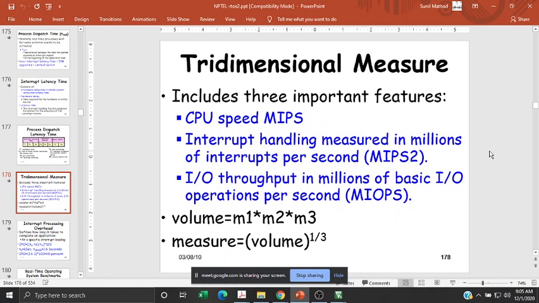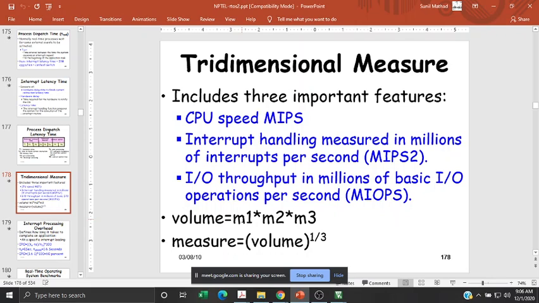So we were about benchmarking the OS. We wanted to have some numbers which are indicative of some performance. With respect to that, the tri-dimensional measure was one of the benchmarking aspects. So volume, the cube root of M1, M2, M3. M1 stands for million instructions per second. Normally it quantifies how fast a processor works.